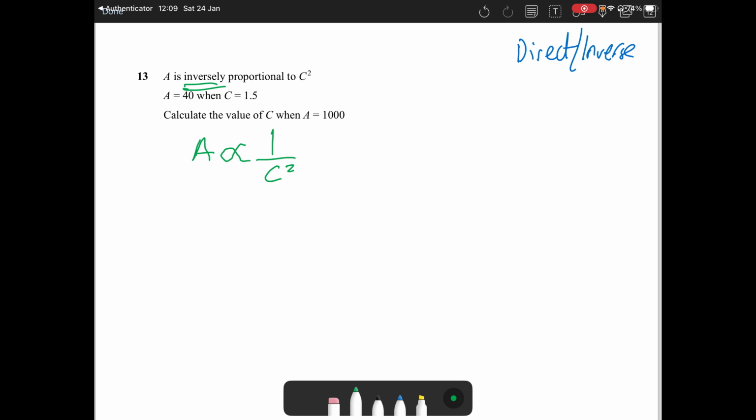But here it's c squared, isn't it? So A, fishy sign, 1 over c squared. That's the argument of proportionality. That's worth 1 mark, believe it or not. And my second line of work, and we are going to literally copy that.